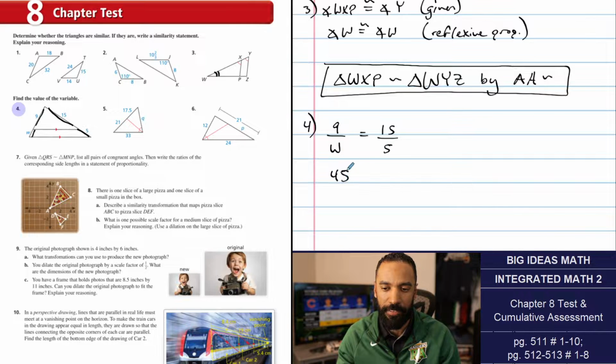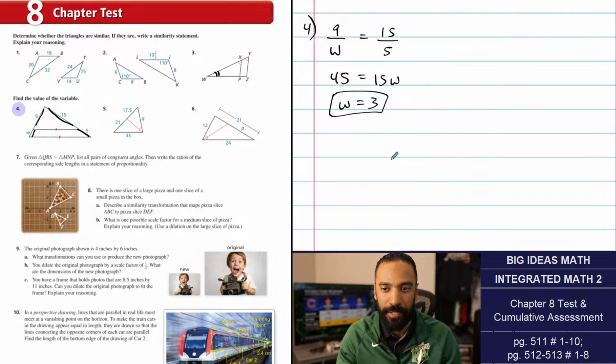5 times 9 is 45. And then here we have 15W. And divide by 15, and you get W equals 3. They said find the value of the variable. We did, and we're good.